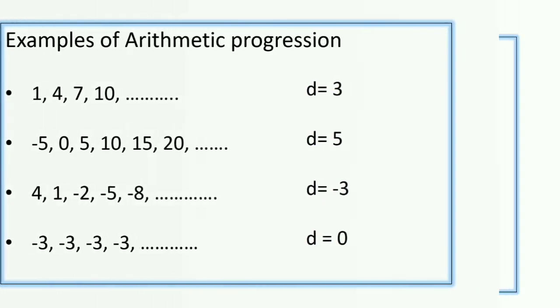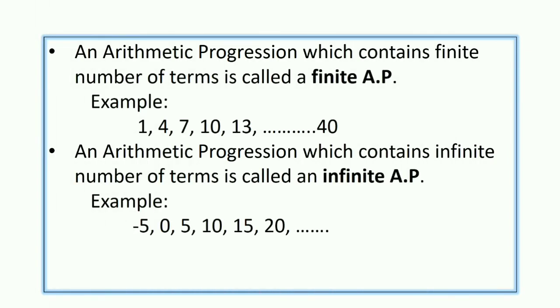An arithmetic progression which contains finite number of terms is called a finite arithmetic progression. In the given example, it is clear that this progression ends at 40. That means this progression has only a limited number of terms. So it is a finite AP. Now, an arithmetic progression which contains infinite number of terms is called an infinite AP. It is very clear that the given progression does not end. That means the terms continue as 15, 20, 25, etc. That means it is an infinite AP.